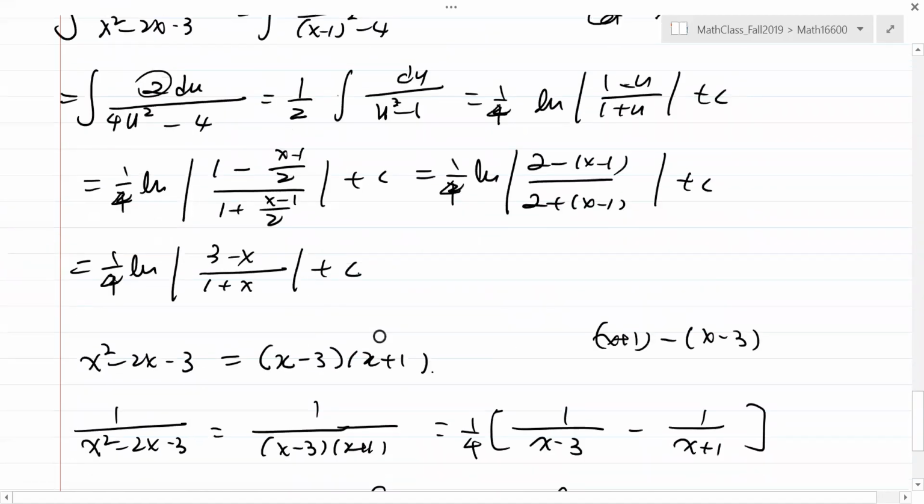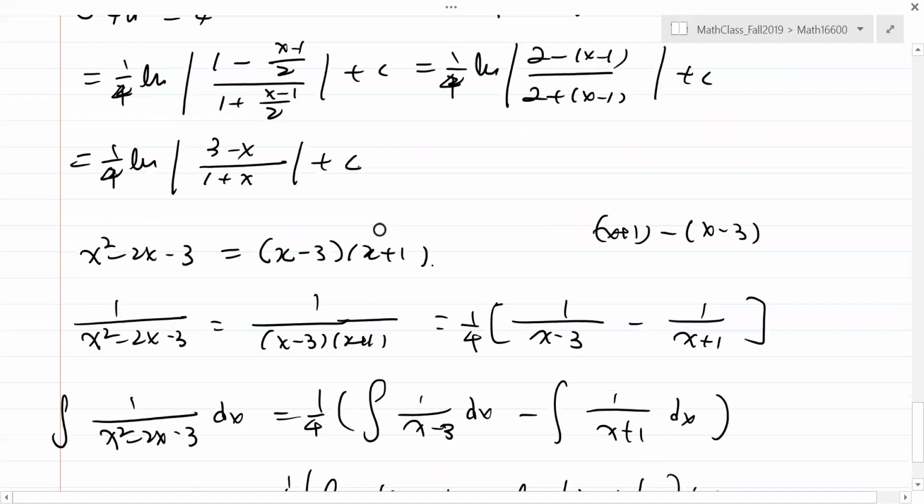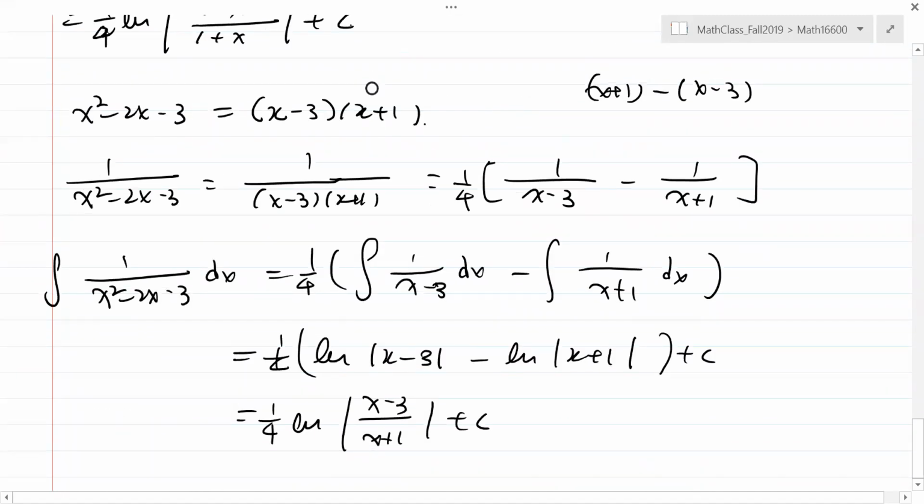Or you can directly decompose the function, then you evaluate the integral. Decompose the function here. Right? This is a part. Then you evaluate the integral.